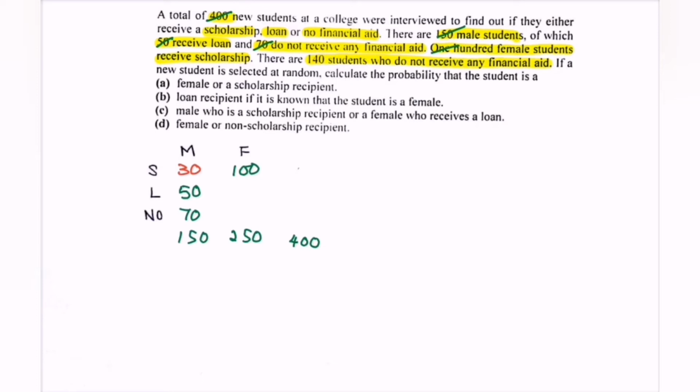There are 140 students who do not receive any financial aid. So in total, they said 140. So in here, we notice that here we got 70. And then we notice that for the female, we have 250. So minus the 170 and we will have 80. So from here, 50 plus the 80 and we will have 130. And then 130. So that is the table.